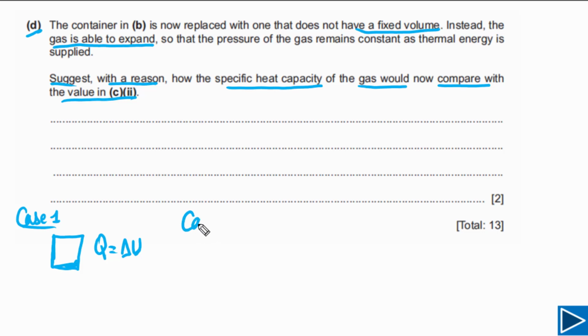But now in the second case, let's say we have this cylinder. So simply you can imagine that inside this cylinder we have gas, and this cylinder has not fixed volume, which means the volume of this cylinder can change now. So the volume of gas is not fixed. So when we heat this up, we give a certain amount of heat Q to this, this gas will expand. So in this case, work is done by gas.